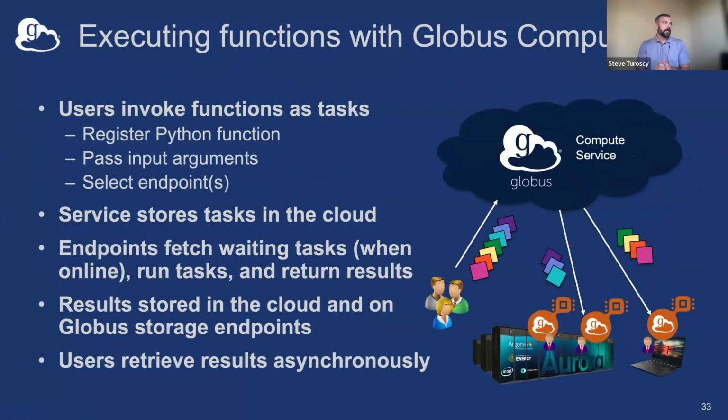Executing functions. Users invoke functions as tasks to the compute service. With a registered Python function, you pass input parameters and select endpoints to run the functions on. The service stores tasks in the cloud. Endpoints fetch waiting tasks when online, run tasks, and return results. And users retrieve those asynchronously. And you can see, any number of endpoints from a laptop to Argonne's Aurora supercomputer, and then folks invoking those functions on those systems.